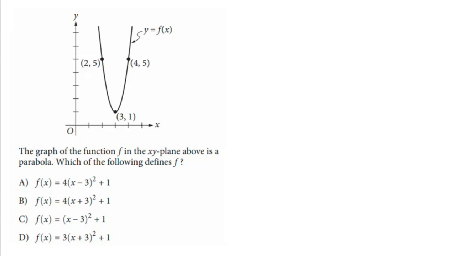The graph of the function f in the xy plane above is a parabola. This is a name, parabola, for the quadratic curve. Which of the following defines f? You can see this graph shown, and there are 3 points on it. There are points (2, 5) and (4, 5). And this one is a special point. It's the vertex. You can also call it the minimum point, or you can say it's the stationary point. So I'm just showing some names for this point.